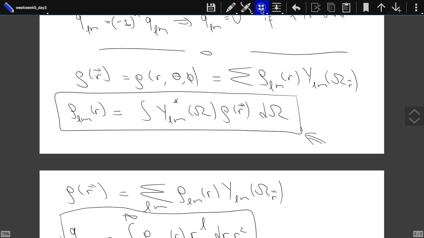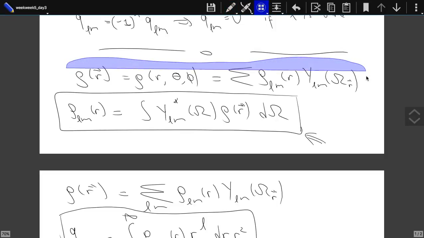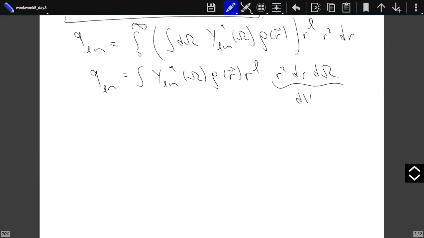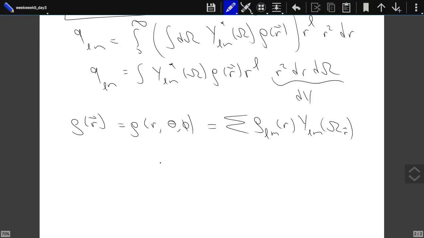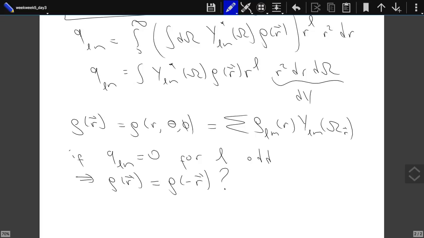So let's look at this one. This was our definition. And remember what we are trying to prove. My claim, now I'm not so sure if it is justified, is that if Q_lm is 0 for l odd, this implies that rho of r is equal to rho of minus r. This is what we are trying to see, whether correct or not.